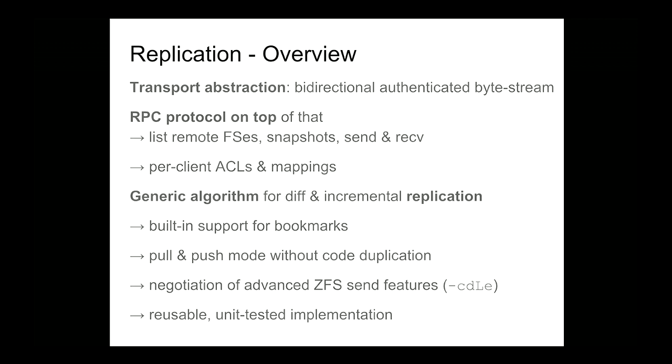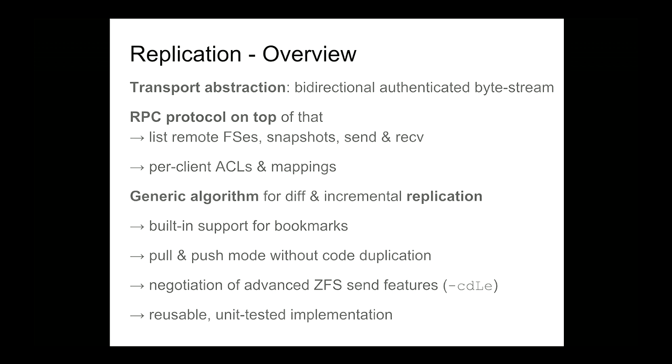On top of the transport, we build an RPC protocol that is then used to list remote file systems, list remote snapshots and bookmarks, and perform a send or a receive. And by having this explicit protocol instead of wildcard SSH access, we can also define per-client access control lists or specific mappings. So we can give clients a different perspective on what they see on the other side of the replication than what is currently possible by just using SSH.